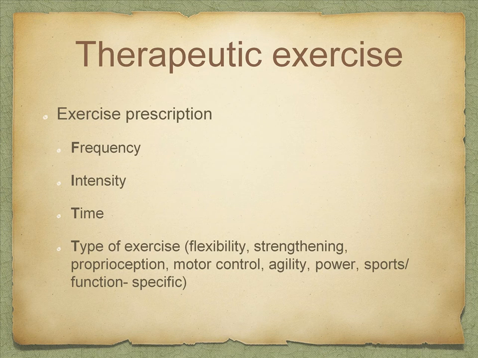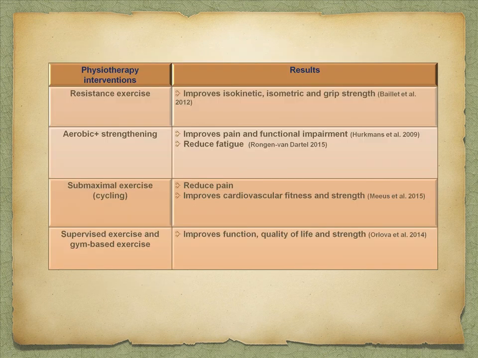Exercises are prescribed with the aim of improving patients' flexibility, strength, proprioception, motor control, agility, and power. There is evidence that supports exercise among RA patients. Resistance exercise improves isokinetic, isometric, and grip strength significantly in RA patients. A combination of aerobic and strengthening exercise is recommended for patients with RA.